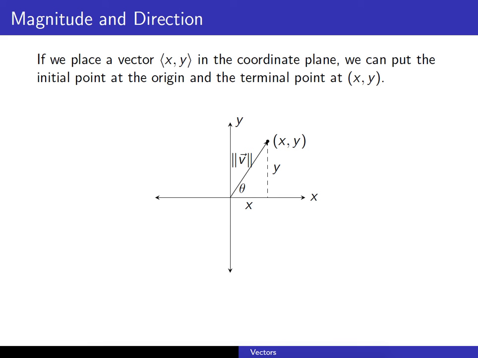So most of the time when we see a vector in component form, it'll be easier if we think of the initial point at the origin, and then that way the terminal point is whatever the x and y, the horizontal and vertical components, are of the vector. So here we have vector v, which has the horizontal component x and vertical component y. Just for simplicity, put it in the first quadrant.